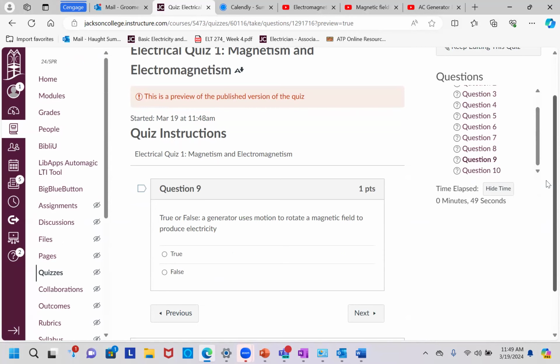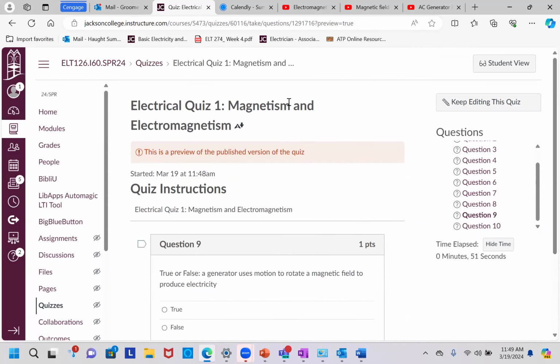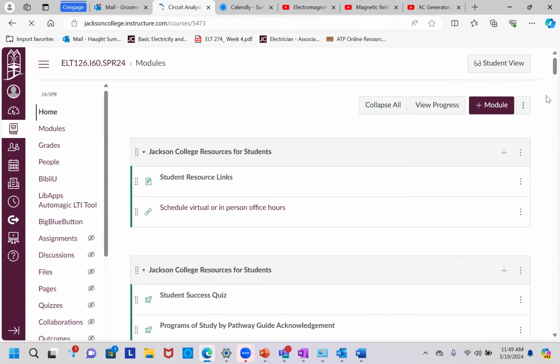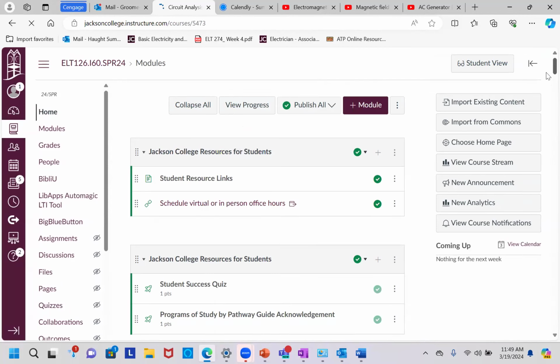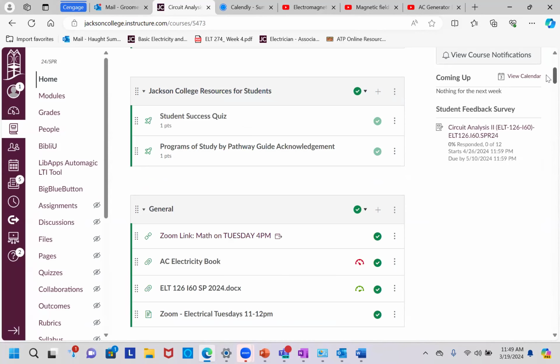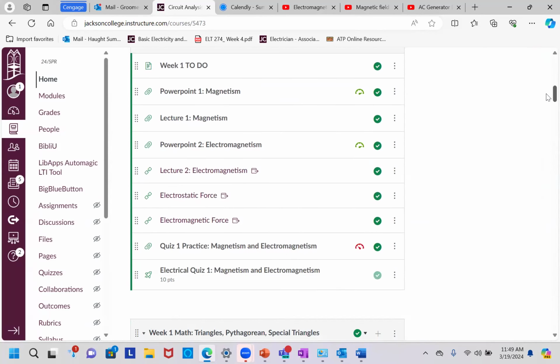The main things to take away from this week are just understanding the basics of what magnetism is. You already know the basics of what electricity is, and then just the basics of how a motor and a generator work. So definitely I would go back and take a look at the magnetism PowerPoint and the electromagnetism PowerPoint, and that's really all you need. Those are the only concepts you have to learn from this week.